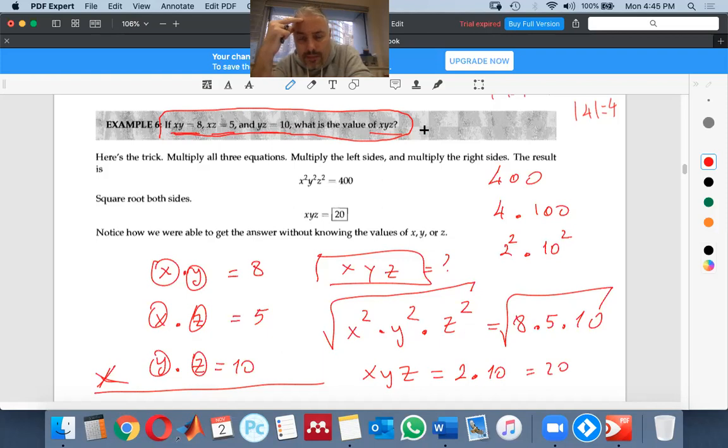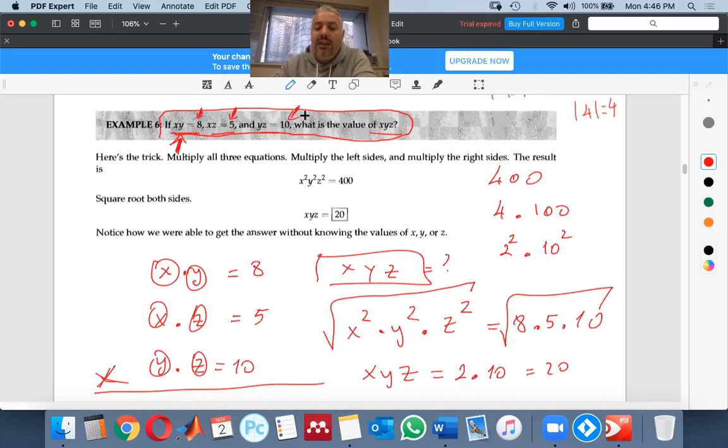How did you know that X times Y is equal to 8? Why not X times Z is 8? It is given: X times Y is 8, and X times Z is 5. This is given in the question.